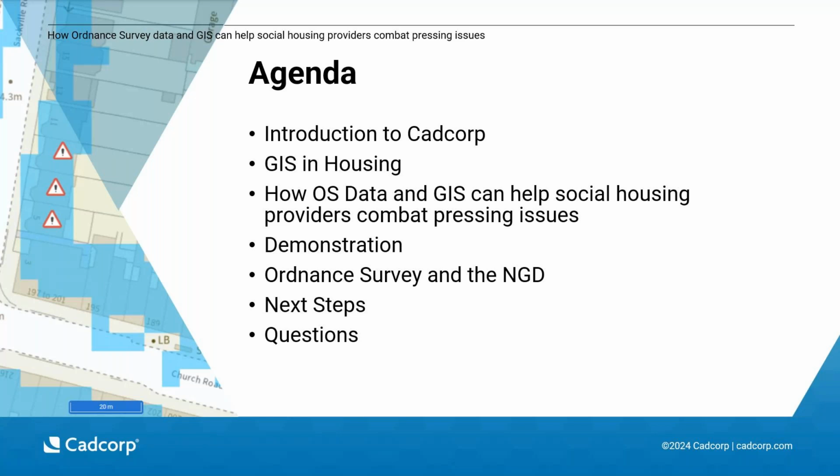We can look at how existing OS data and GIS can be used to help social housing providers combat pressing issues, with a demonstration from Simon, before passing over to Robert Wingfield from the Ordnance Survey, who's going to talk to us more about the National Geographic Databases and what options that opens up for you in terms of data. Then we're going to touch on next steps before we look at questions, and then we'll close.